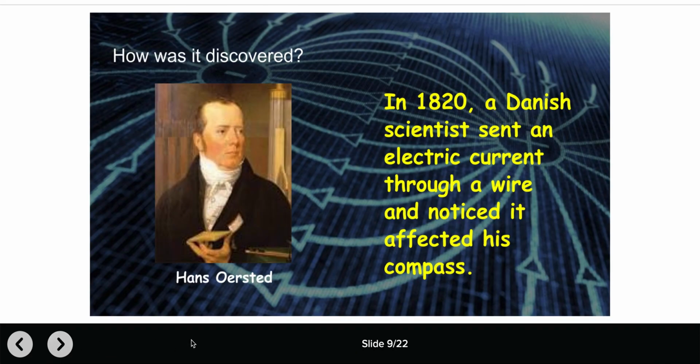All right, so how was it discovered? Well, one person that helped contribute to the discovery of it is a Danish scientist. He sent an electric current back in 1820. He sent an electric current through a wire and noticed that it affected his compass. And that kind of went into a whole bunch of experimentation.